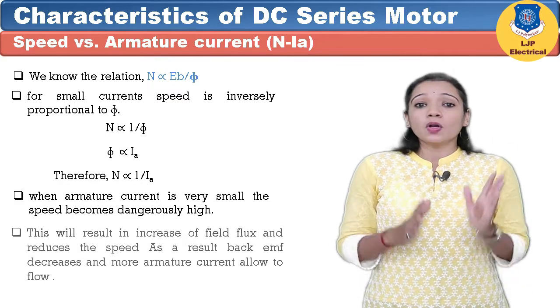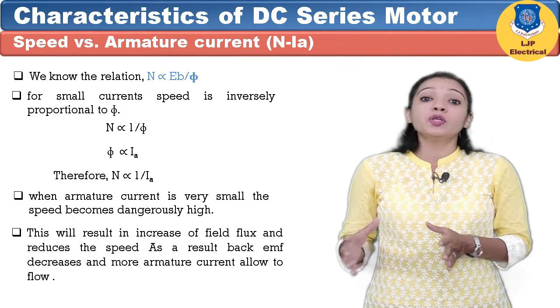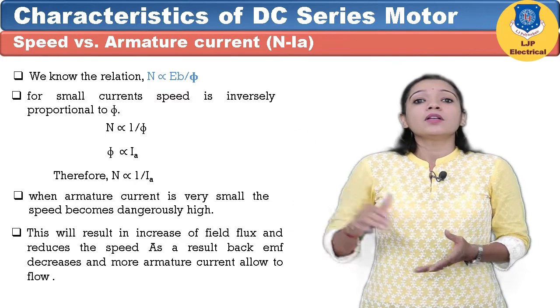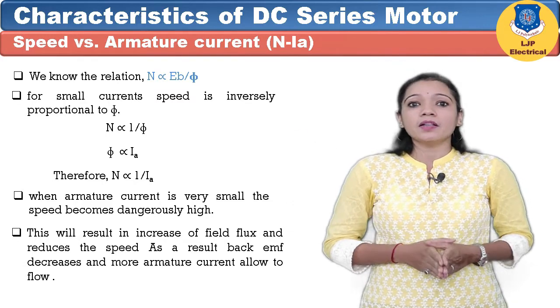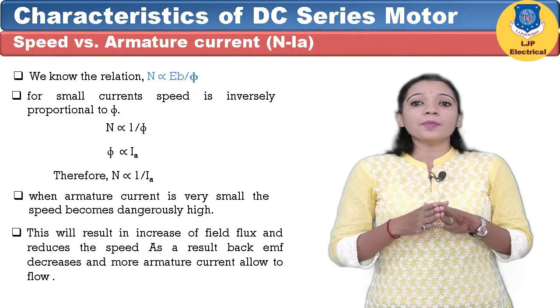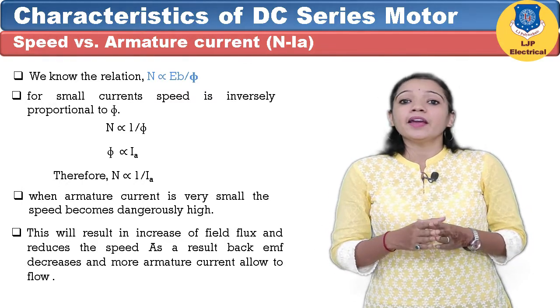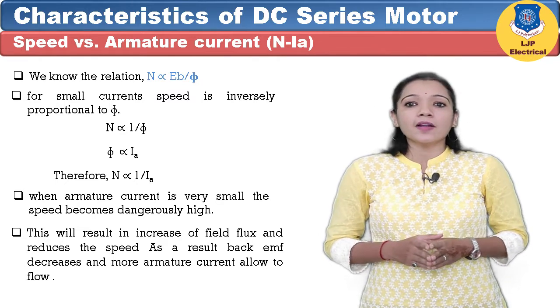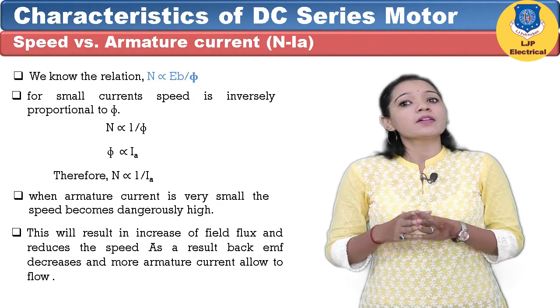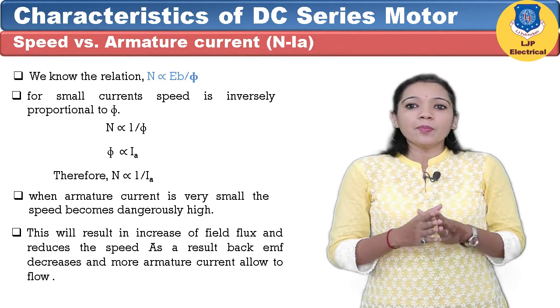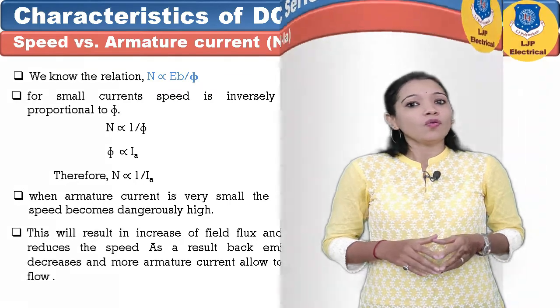Means because of the small change in back EMF, due to the small voltage drop, our speed only depends on the field winding, or we can say the flux which is produced in the field winding. So the armature current is large at heavy load condition. This will increase the field flux and reduce the speed. As a result, back EMF decreases and more armature current is allowed to flow.